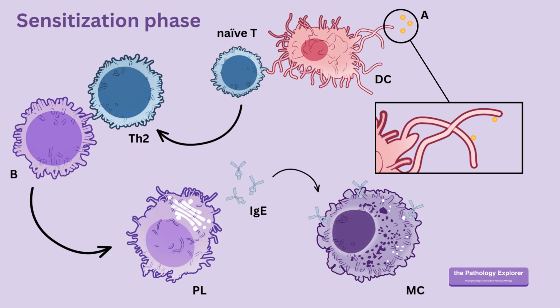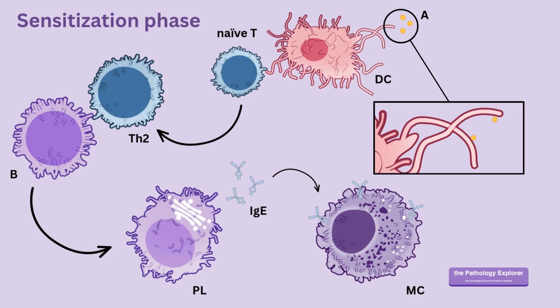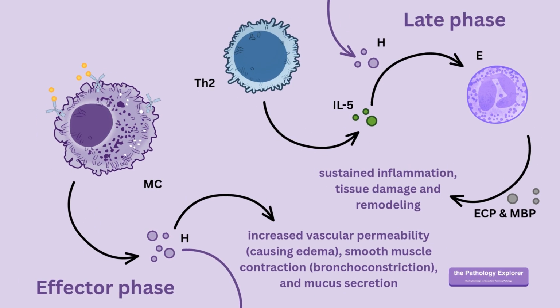These IgE antibodies subsequently bind tightly to Fc epsilon RI receptors on mast cells and basophils, effectively sensitizing them. At this stage, the immune system is now primed. From now on, any future encounter with the same antigen will trigger a rapid allergic response. Now, let's see what happens upon re-exposure to the same allergen.